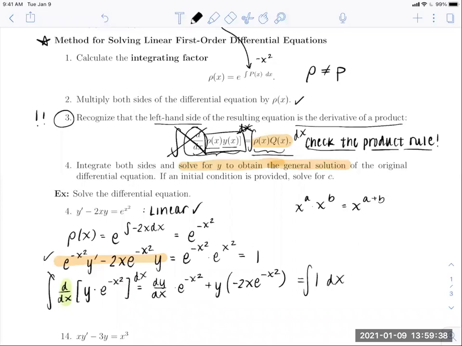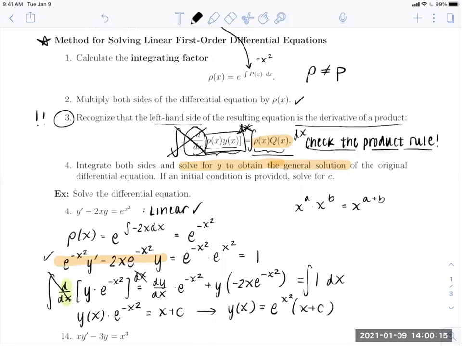On the left-hand side, my integral cancels my derivative. So I'm left with y of x times e to the negative x squared. On the right, the integral of 1 is x plus c. And then to finish this off, I'm just going to solve explicitly for y of x. You can either think of it as dividing by e to the negative x squared or multiplying by e to the positive x squared, however you'd like to think about it. And so y of x equals e to the x squared times x plus c.